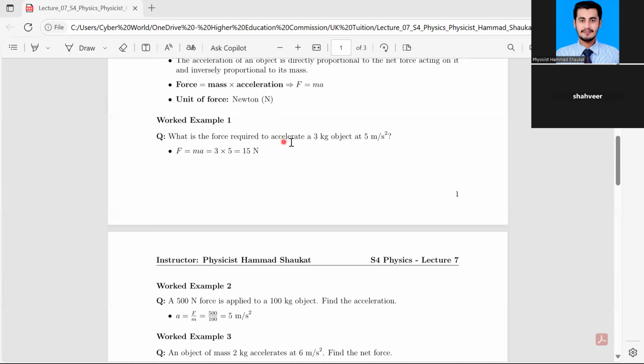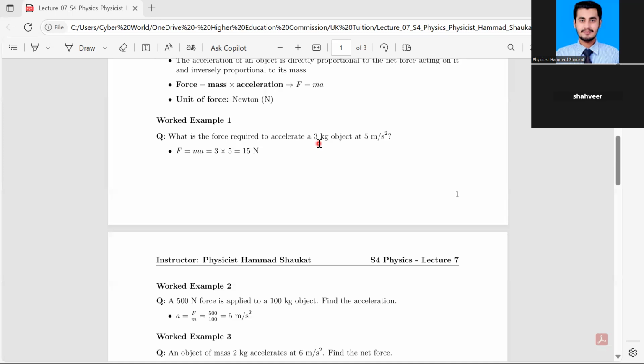Acceleration is given, which is 5 meters per second squared. Why not 3? Because 3 is the mass. How do you know 3 is the mass? It says kilograms, from its unit, kilogram. Perfect. So the acceleration is 5 meter per second square, and the mass is given, which is 3 kg.